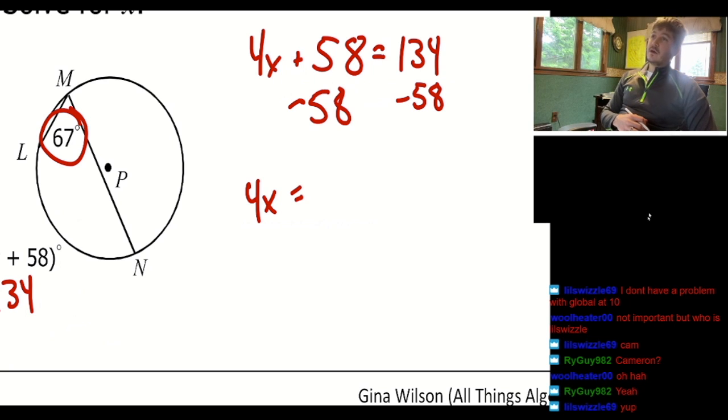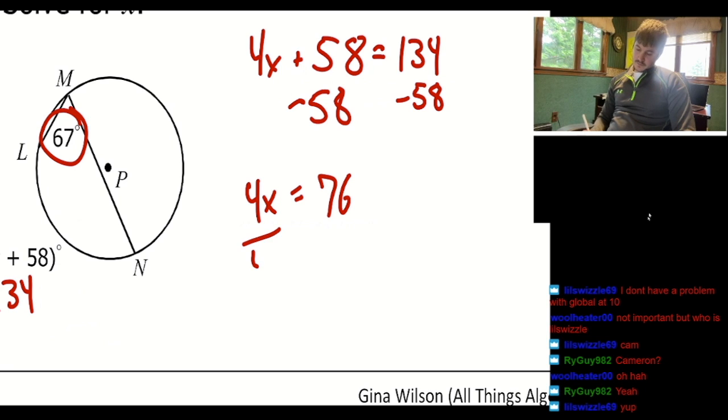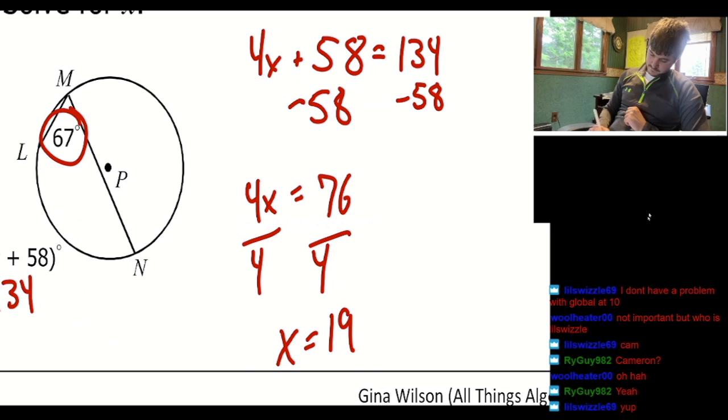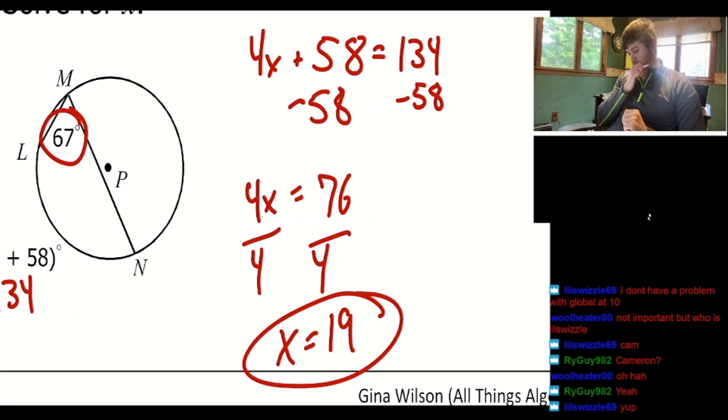So just kind of quickly going through the algebra, 134 minus 58 is 76, and then we're going to divide that by 4, which is 19. Yeah, 19.